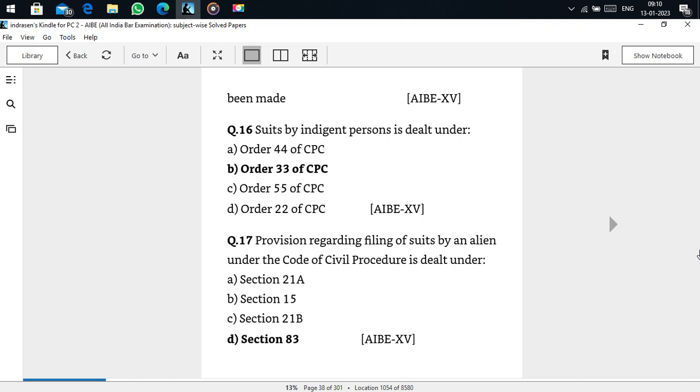Suits by indigent persons are dealt with under Order 33 of CPC. An indigent person means a person who cannot afford any money, or who is a pauper, or who is bankrupt, a person who cannot afford the legal costs. Under Order 33 of the CPC, he can use that privilege. Provision regarding the filing of suits by an alien under the CPC: alien means outsiders. So Section 83, somebody who is an alien can file a suit.